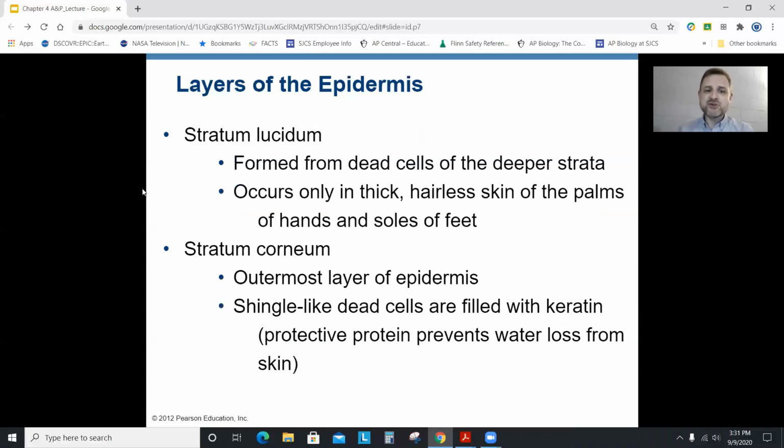So going further up, the stratum lucidum. The stratum lucidum isn't found everywhere. It's only found on the bottoms of your feet or the palms of your hand, areas where your skin is thick and hairless. The top layer is called the stratum corneum. This is the outermost layer. These are cells that have lots of keratin. They're dead. When I look at you, I'm looking at a collection of dead cells, because the outermost layer of your skin, those cells are dead. They're sort of like shingles. They prevent water loss, and they're obviously that nice firm protective layer of your skin.